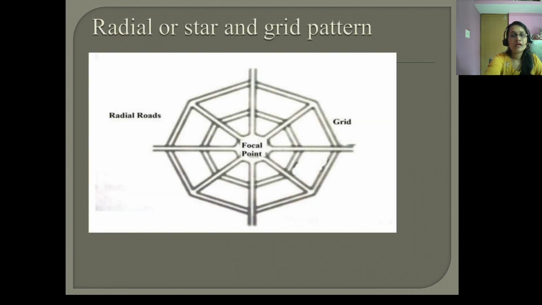Coming to radial or star and grid pattern. As the name suggests, it is a combination of radial and grid pattern. A radial network of roads radiate from the center outwardly. You can see here the main radial streets are interconnected by providing a grid pattern in between the main streets.